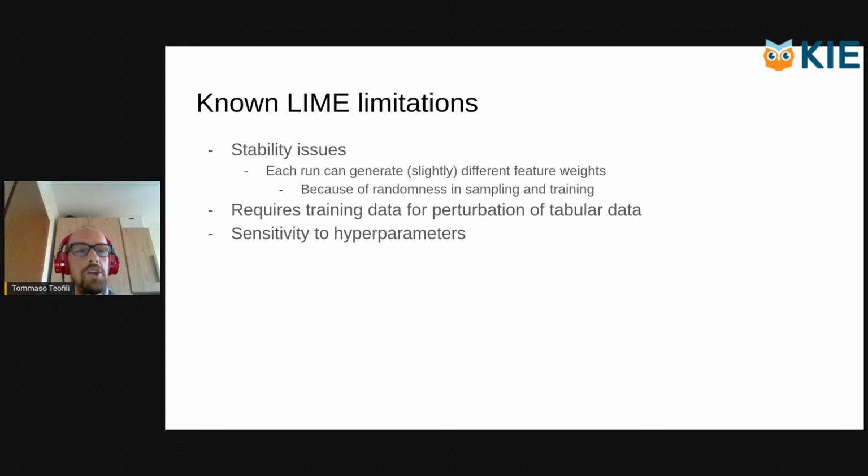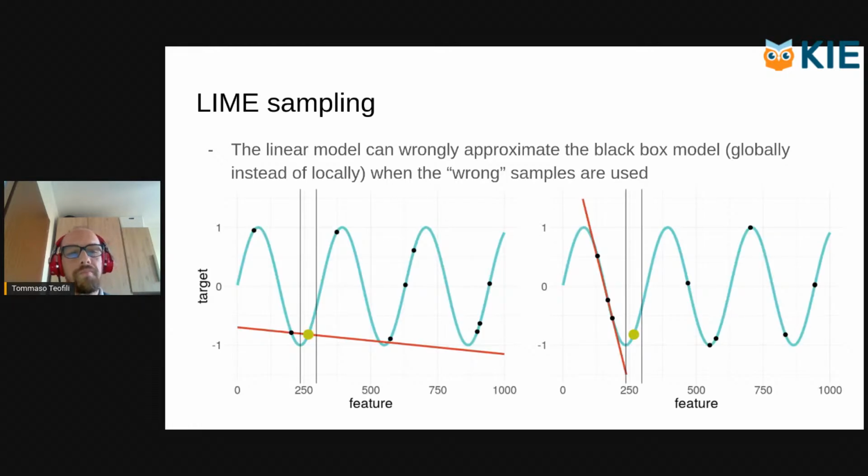One other known limitation, which is particularly relevant for the decision service domain, is that it requires training data for perturbation of tabular data, which means that we cannot use Lime as it is if we don't have the training data. And if we think about decision tables, there is actually no training data we can use. And therefore, we cannot use Lime in this scenario. Another limitation is that it is a bit sensitive to different hyperparameters of Lime.